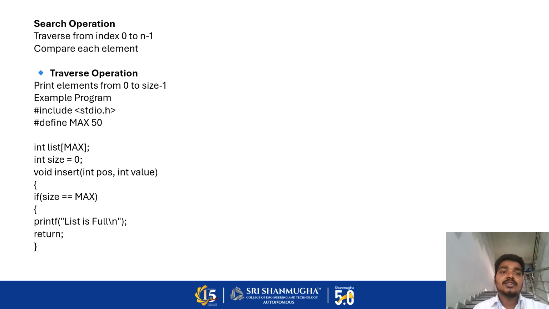So next is the search operation. It is also called traverse, from index 0 to n minus 1. So what is n minus 1? n is the number of elements in the list. Compare each element. For the traverse operation, it prints elements from 0 to size minus 1. Example program: we need the header files, define the maximum value 50, and int list[MAX], int size = 0.